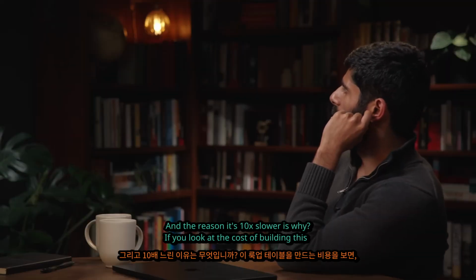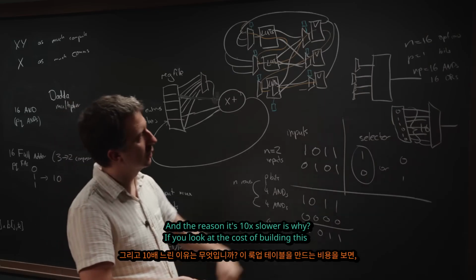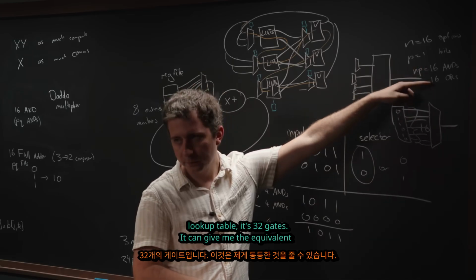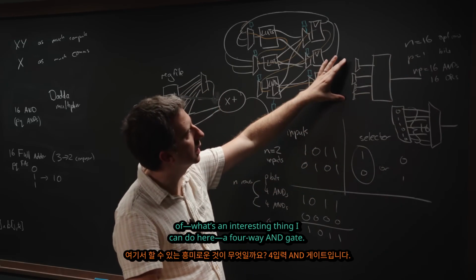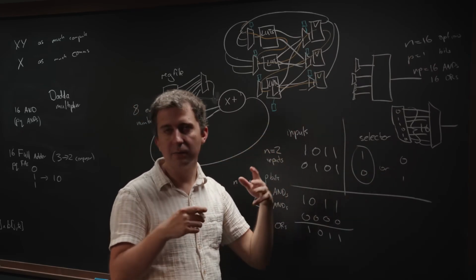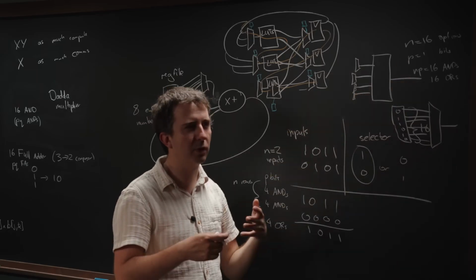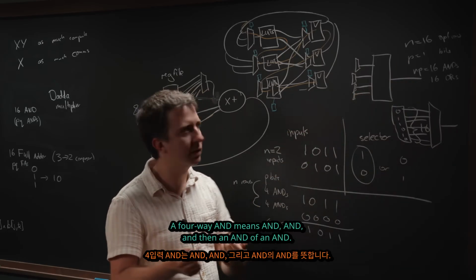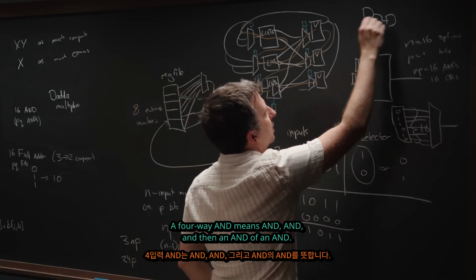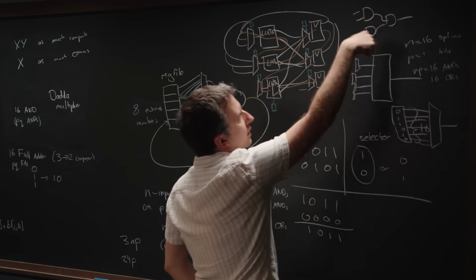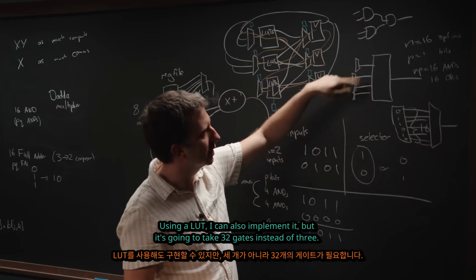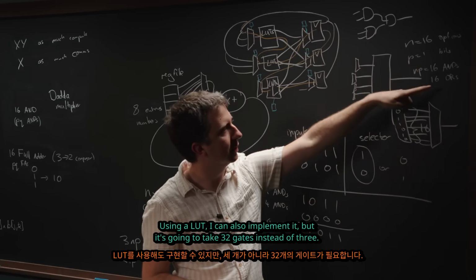Right, yeah. And the reason it's 10x slower is why? So if you look at the cost of building this lookup table, it's like 32 gates. And then it can give me the equivalent of, what's an interesting thing I can do here? I can do a 4-way AND gate. So I'm using 32 gates of lookup table to implement a 4-way AND. What is a 4-way AND? I would do an AND of ANDs. This is a circuit that I could implement in an ASIC directly using these 3 AND gates. But using a LUT, I can also implement it, but it's going to take these 32 gates instead of 3.